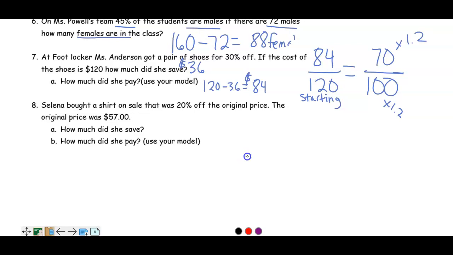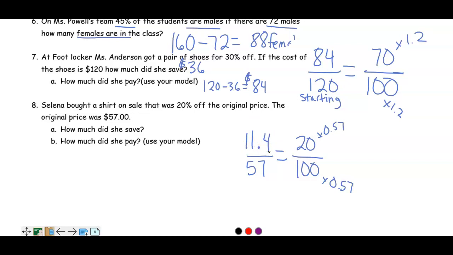Let's do number 8. Here's number 8. What do we have here? 20% off. So we have 20 as our percent. The original price, the starting price, goes down here, and now we can find out how much she saves. This is the percent off. This is the amount off right there. So we do our math. We're multiplying by 57 hundredths here, and we end up with 11 4/10.